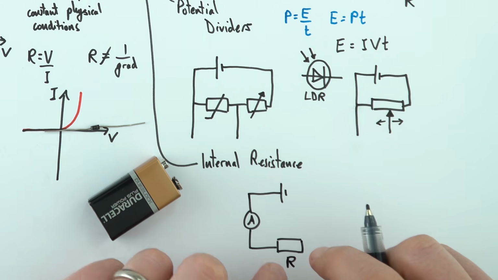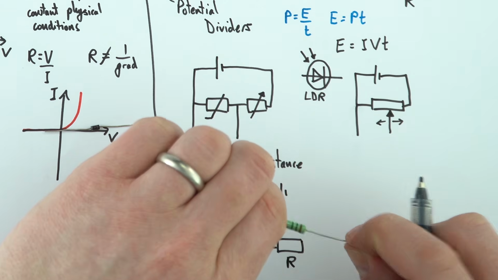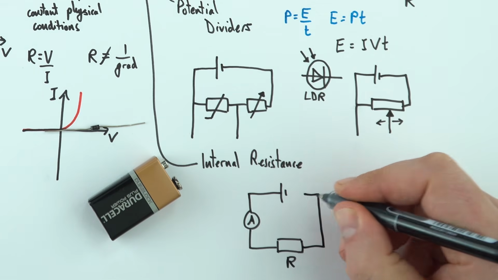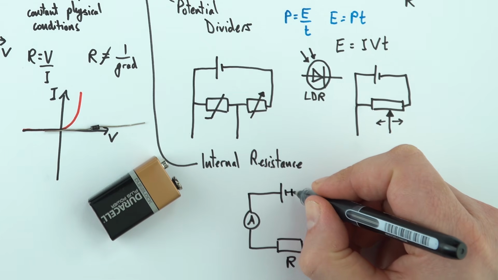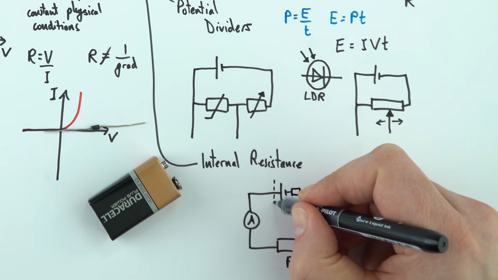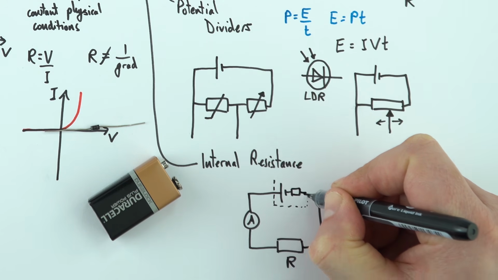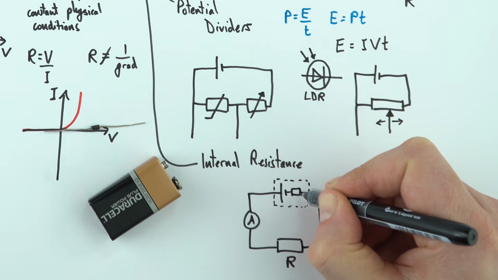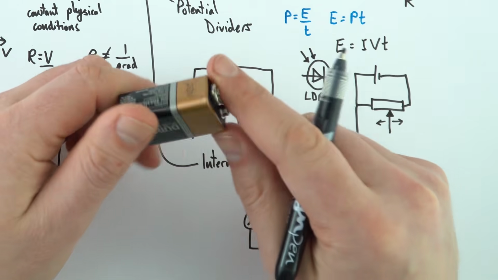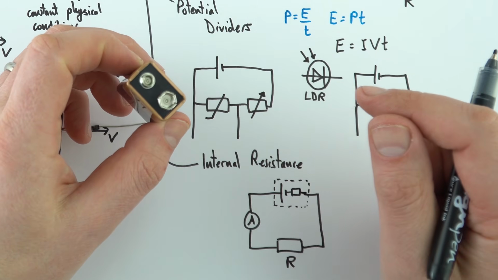Now this could be an actual resistor, or it could just represent the resistance of an external part of that circuit. And to show that there's some internal resistance, we have a small resistor that we put next to the cell. Sometimes you see it with a dotted line drawn around it to show that that resistor is not a physical resistor, but it's representing the internal resistance of that power supply.